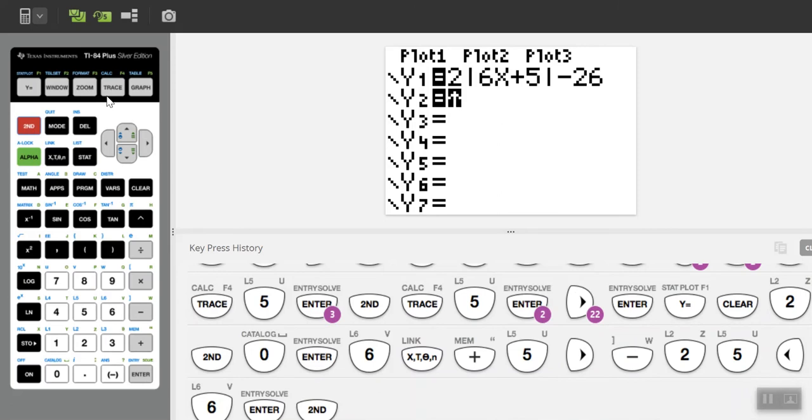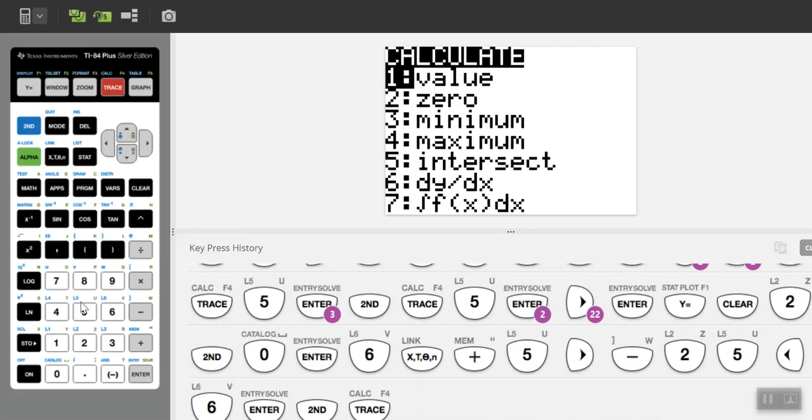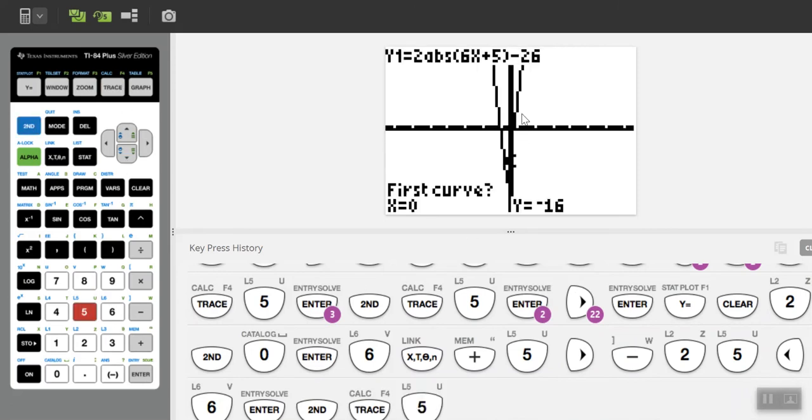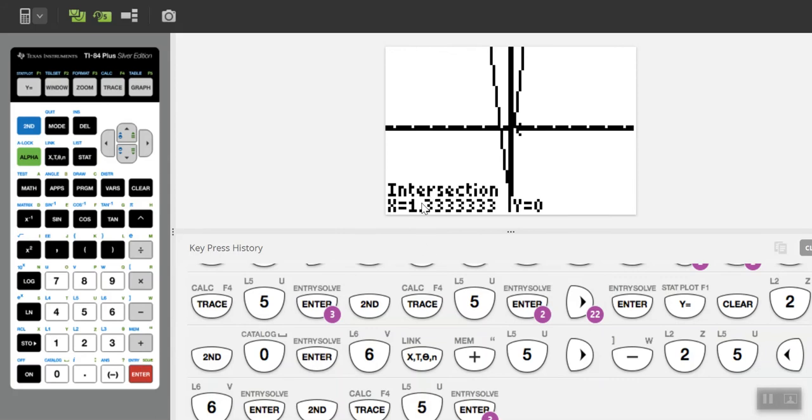Okay, and then I'm going to do second calc number 5 for intersect. We see the intersect here and here. First curve enter, second curve enter, guess. First one, 1.3 repeating bar, that's 4/3. And that's what we had down, 4/3.